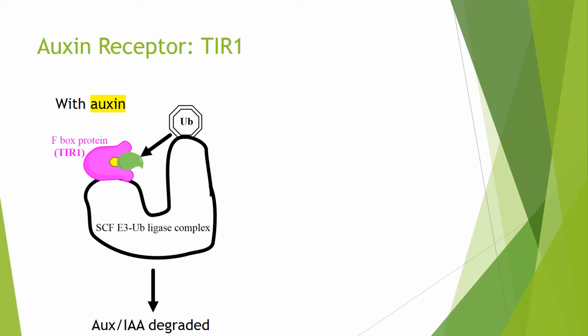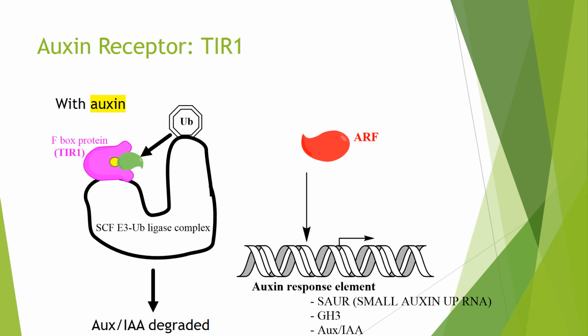When we add auxin to the system, this yellow circle, we allow the ring-shaped TIR1 protein to bind to these inhibitory AUX/IAA proteins, which allows them to be polyubiquitinated and then degraded. This degradation of the inhibitory protein leads to the activation of these ARF transcription factors, which can then bind to the auxin response element on DNA and control the transcription of several genes.